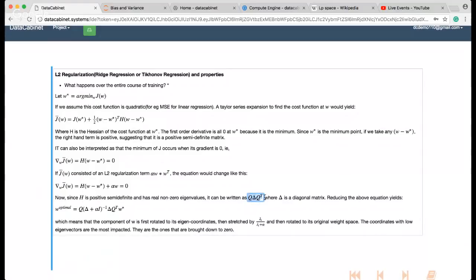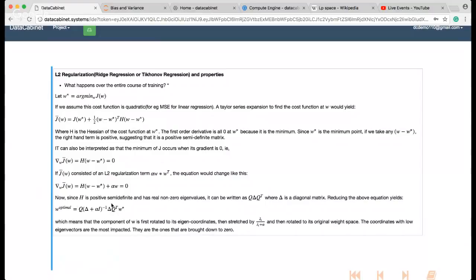Now if you rearrange this, H, as we said, is a positive semi-definite matrix, so it can be written as Q sigma Q transpose, where sigma is a diagonal matrix and you have all the eigenvectors in Q. If you write this equation properly, you can get W optimal as Q sigma plus alpha I inverse, and if alpha is 0, then this will come to W star again.